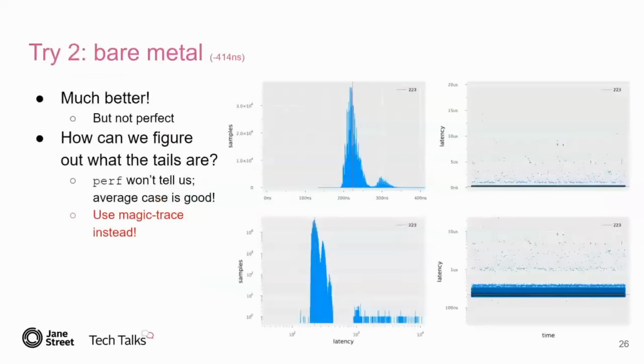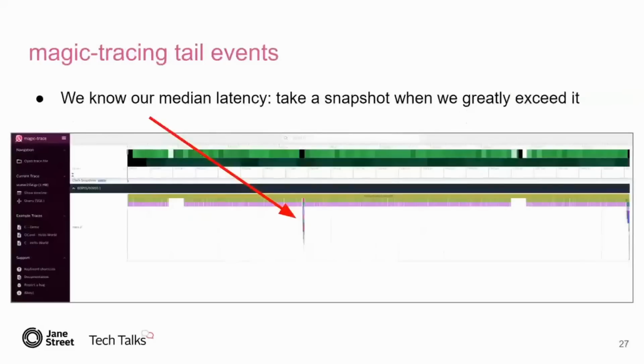So now that we have this, we have an answer for how to investigate these tails in our system: we can just use Magic Trace. We know what our median latency is, so we can define an event that is interesting to us as a round trip that took more than, say, 300 nanoseconds. And if we do this and pull it up in Magic Trace, we immediately see these spikes.